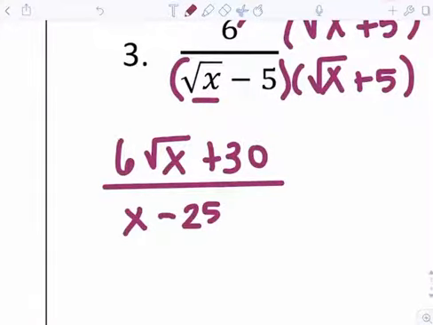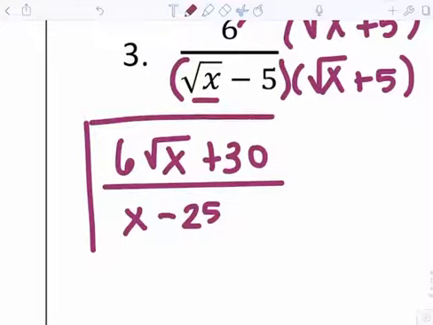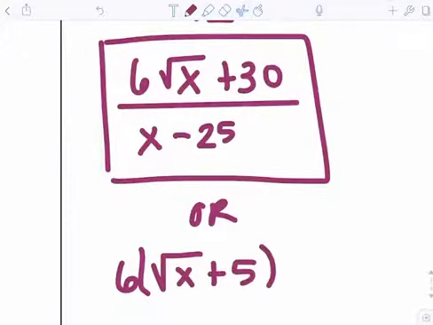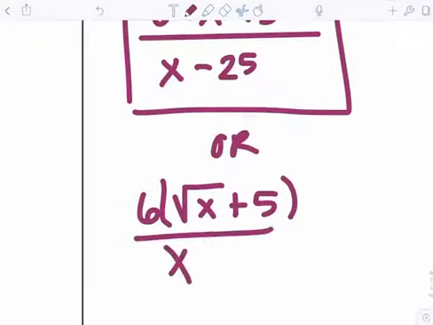Okay, I don't see anything that I could factor out. I could factor out a 6, but that's about it. I can't simplify that with anything. You cannot simplify this 30 and this 25, okay? Do not bust your binomials. Same rules apply. Okay, we have to leave our answer as is, or if you wanted to, we could do 6 times square root of x plus 5 over x minus 25 to see if we could simplify anything, which again, we can't. There's nothing to factor out of the denominator, so I would just stick with this answer right here.